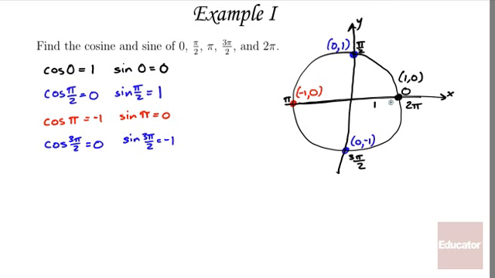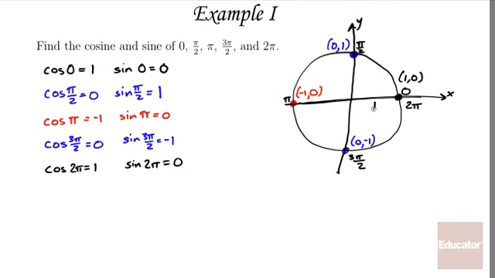2 pi is back in the same place as 0, so it has the same cosine and sine. Cosine of 2 pi is 1. Sine of 2 pi is 0. So that's how you figure out the cosine and sines of angles: you graph them on the unit circle, and then you look at the x and y coordinates. The x-coordinate is always the cosine, and the y-coordinate is always the sine.